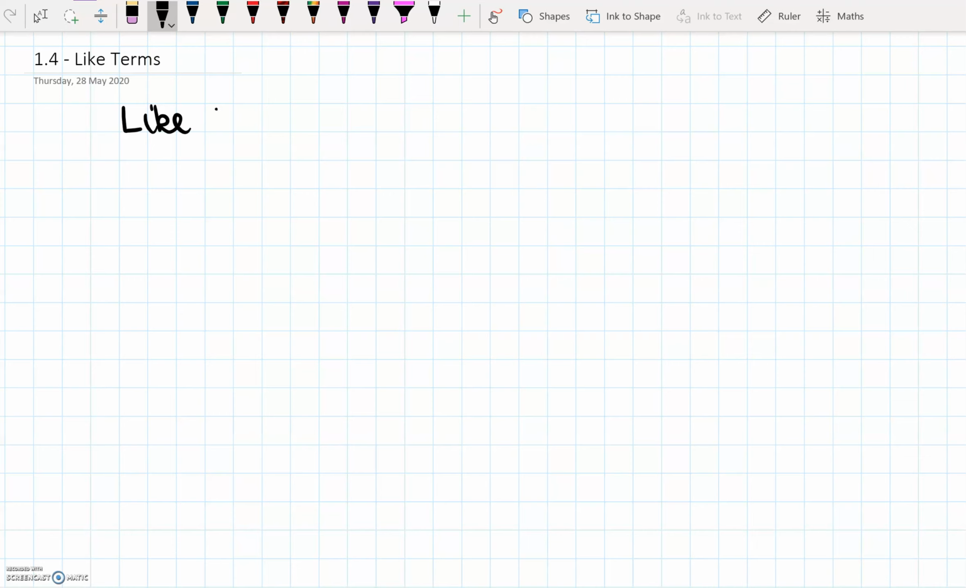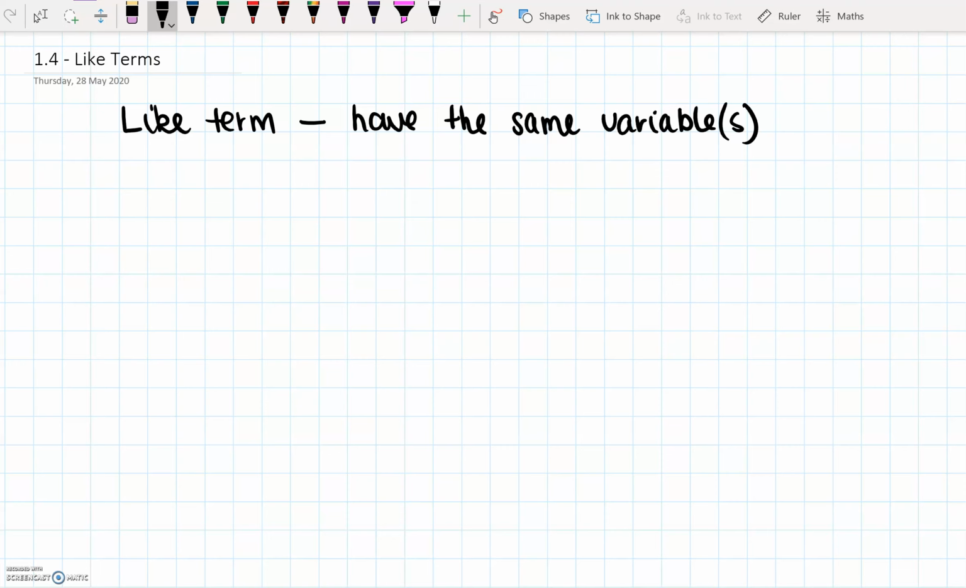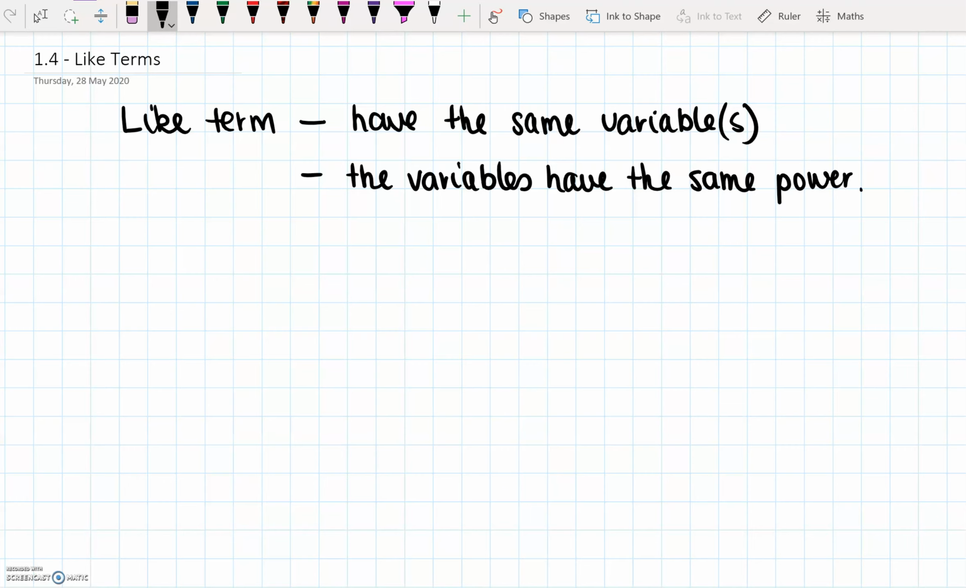Like terms have the same variable(s), and I'll put the S in brackets because maybe there's only one variable, and those variables have the same power or index. Okay, we'll just stick with power for now. So those variables must have the same power.